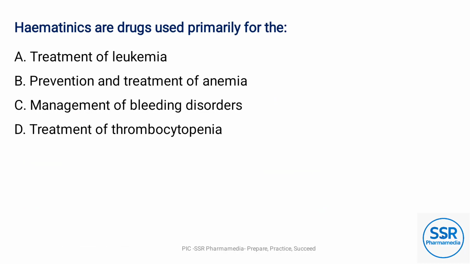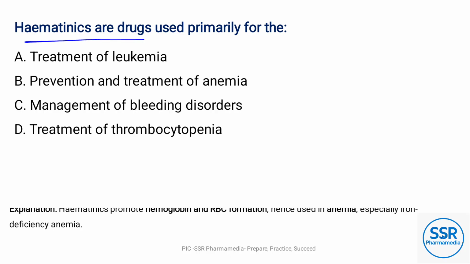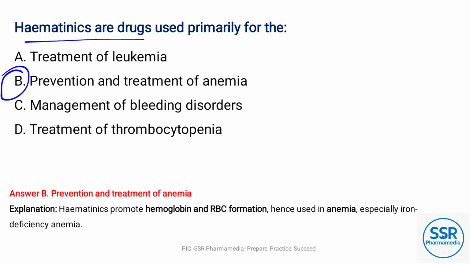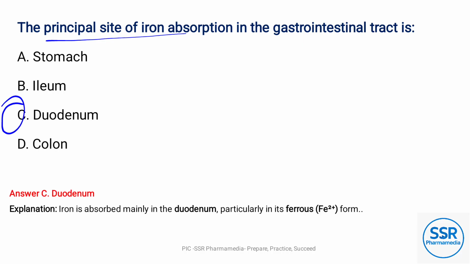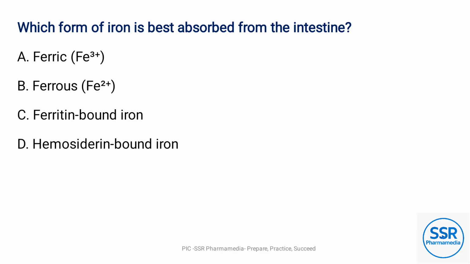So next, move on to the questions. Haematinics are drugs used primarily for, so option B, prevention and treatment of anemia. So hematinics promote hemoglobin and RBC formation, hence used in anemia, especially iron deficiency anemia. The principal site of iron absorption in the gastrointestinal tract is, so option C, duodenum. So iron is absorbed mainly in the duodenum, partially in its ferrous form.